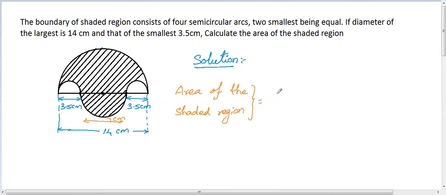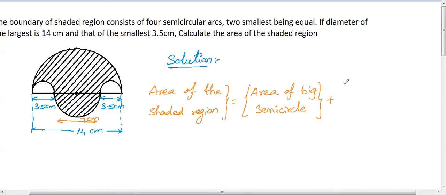So the area of the shaded region is equal to the area of the largest semicircle, plus the area of the semicircle below, which has a diameter of 7 centimeter.